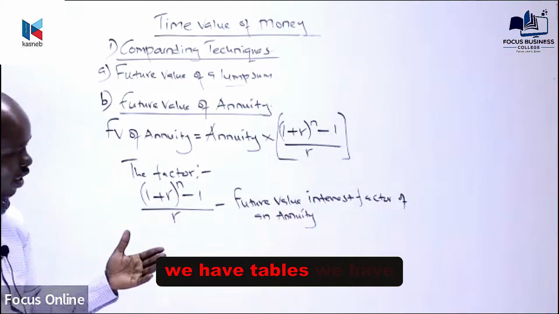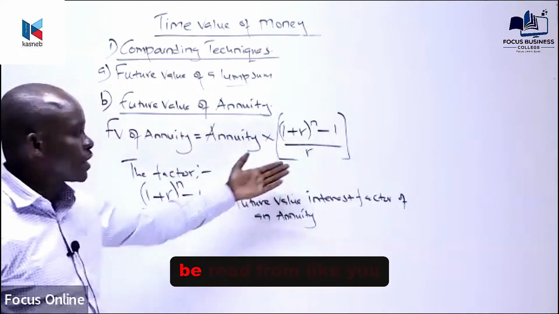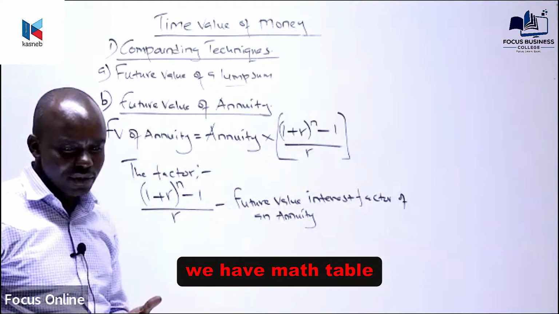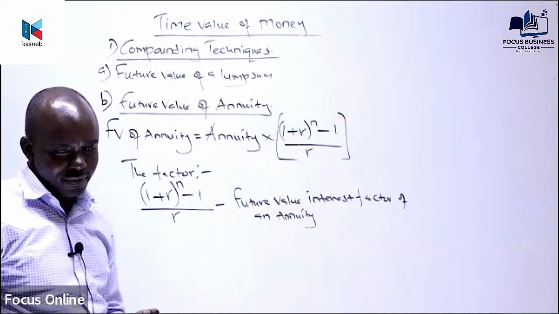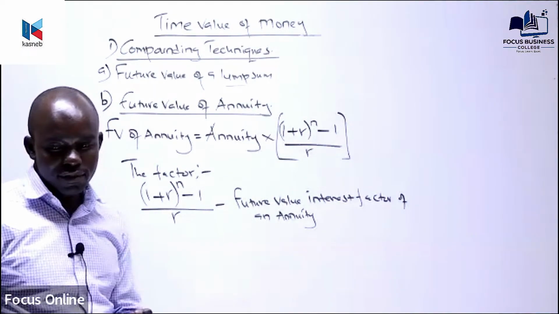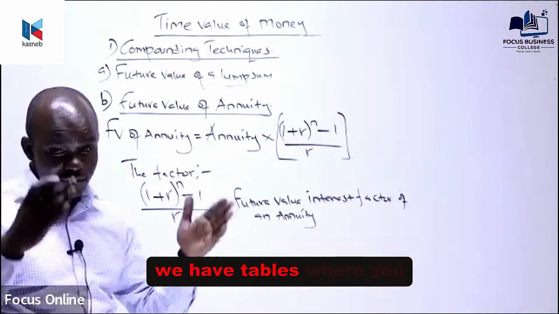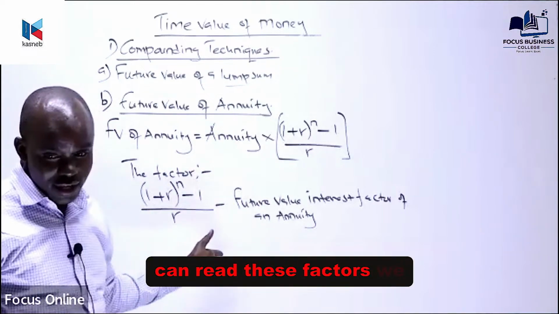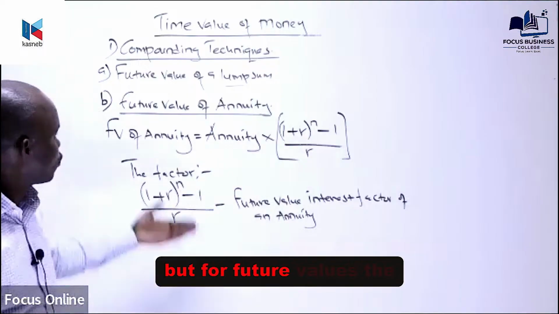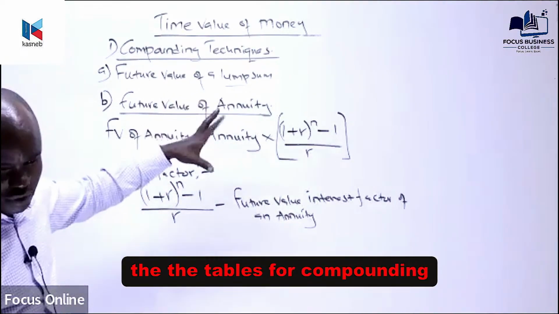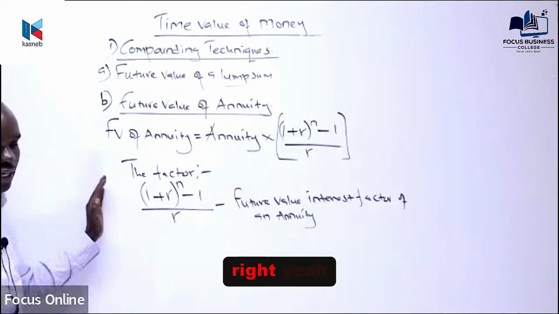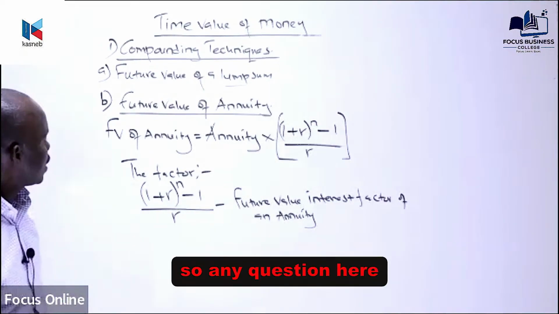Now, we have tables where these factors can be read from. Like, you remember what table do we have? We have math tables. Do you know what a math table is? Or maybe what we call normal curve, normal distribution curve. When we go to discounting, I'm going to share the tables so that we can see. But for future values, the tables for compounding are not widely used in financial management. So just get these formulas right. Any question here?